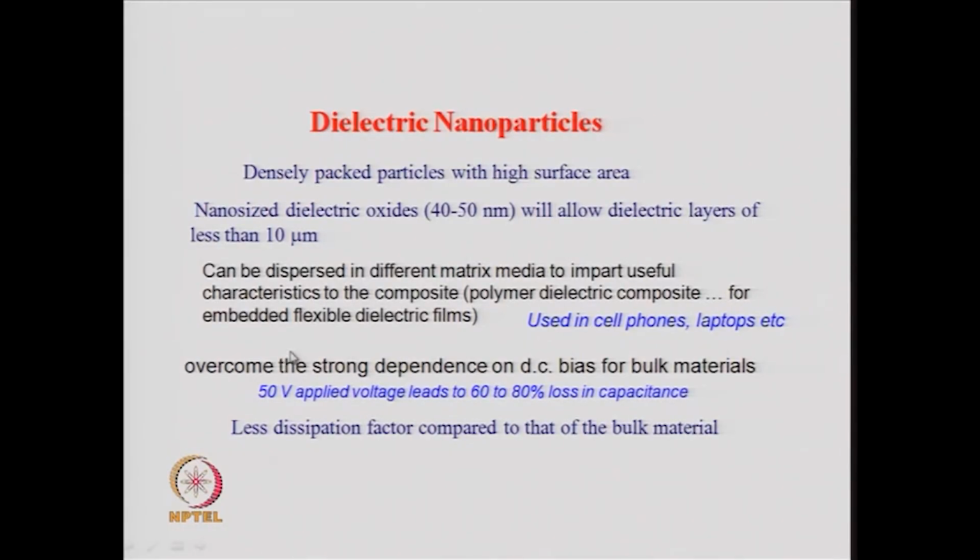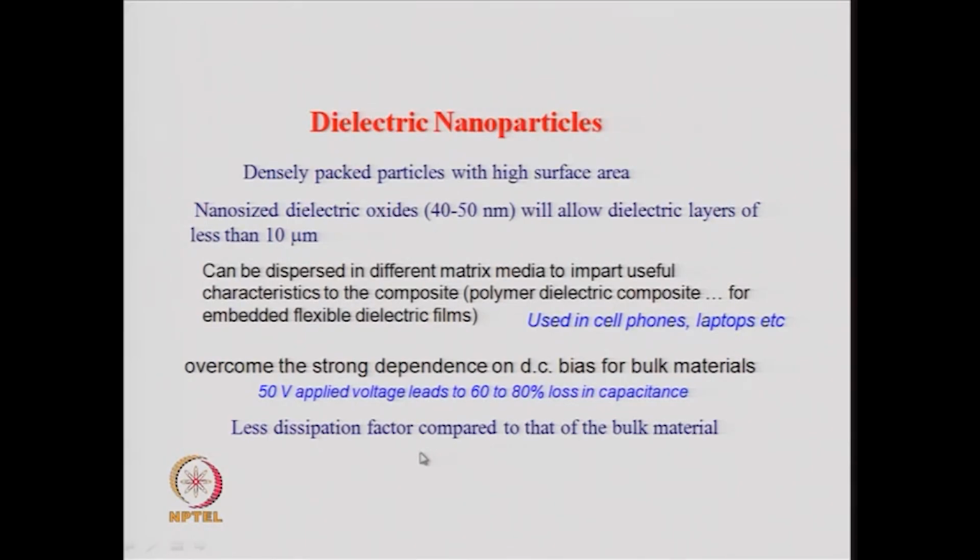Another importance of using nanoparticles is that in dielectric measurements there is a strong dependence on the DC bias for bulk materials. So, you have to apply a high DC voltage, whereas if you reduce the size to nanoparticles, you can use, say, 50 volts applied voltage that will lead to 60 to 80% loss in capacitance. So, this dependence on the DC bias can be reduced by using nanoparticles.